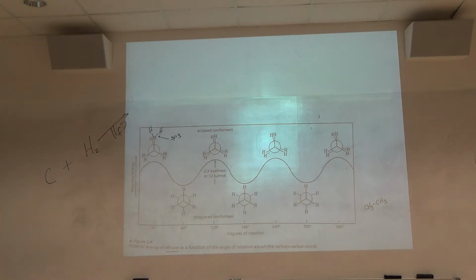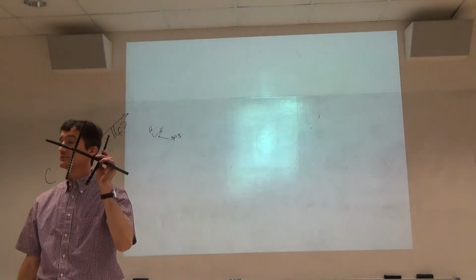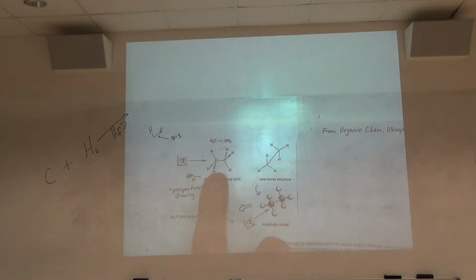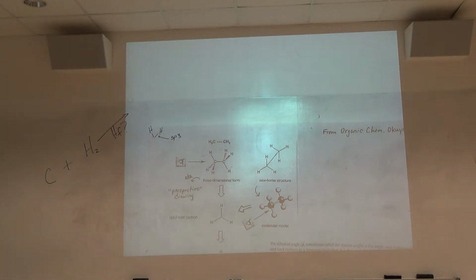Before we look at that, we need to learn how to draw these. How are we going to draw that on the board? All right, there are different ways to draw. The way that we've been drawing already is sort of like this, right? Tetrahedral, two in the plane, one forward, one back. That's called a perspective drawing, or 3D. More often it's called perspective drawing.